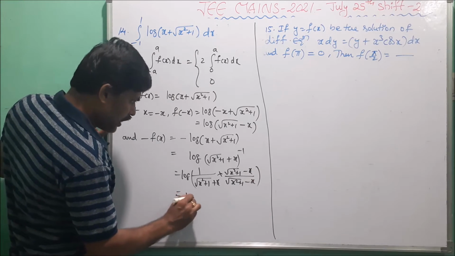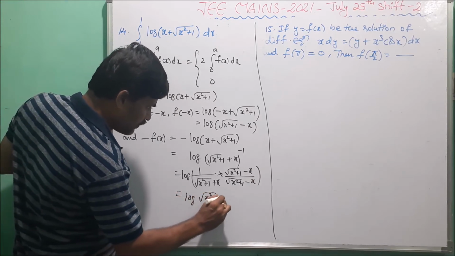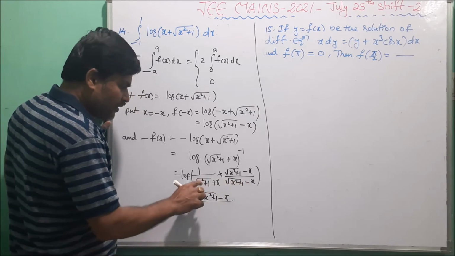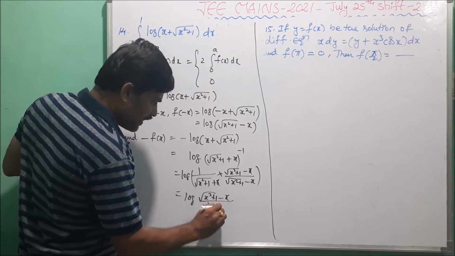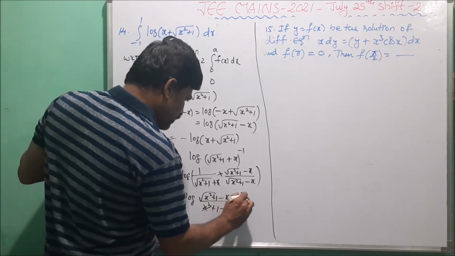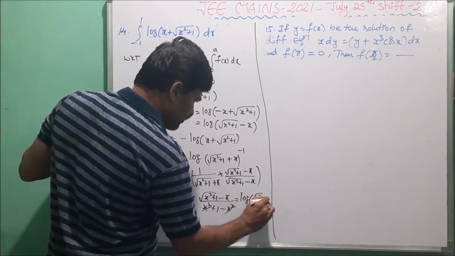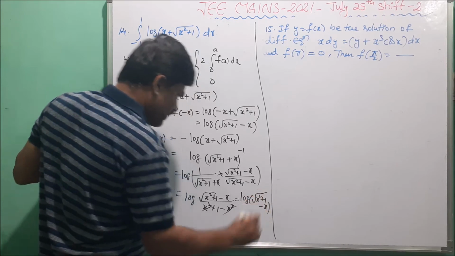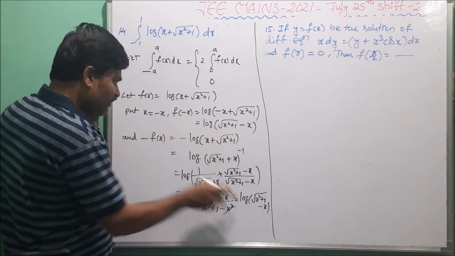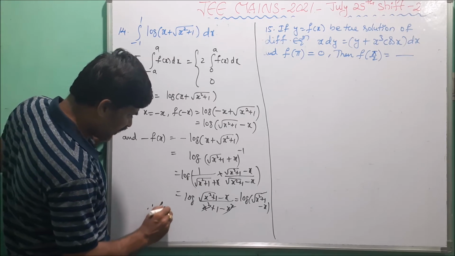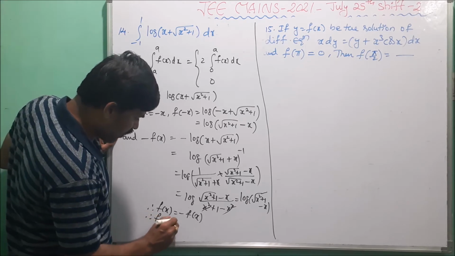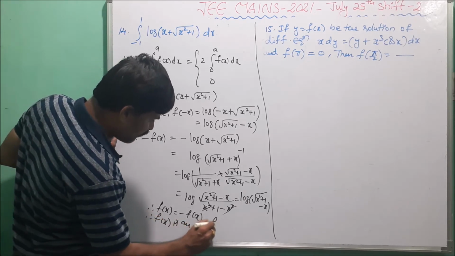Here we observe log of square root of x square plus 1 minus x by, here this is in the a plus b into a minus b formation: x square plus 1 minus x square, a square minus b square. Here x square will be cancelled. Then we write log of square root of x square plus 1 minus x. Clearly we observe that log of square root of x square plus 1 minus x is f of minus x. Here this is minus f of x. Therefore f of minus x equals minus f of x. That means clearly f(x) is an odd function.